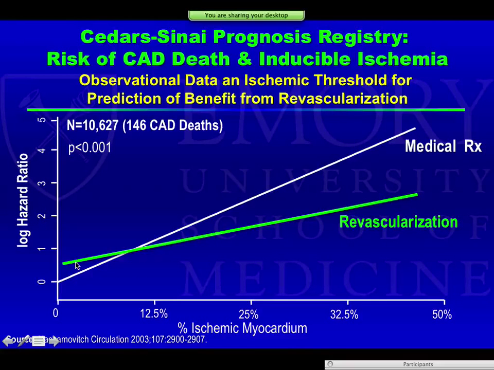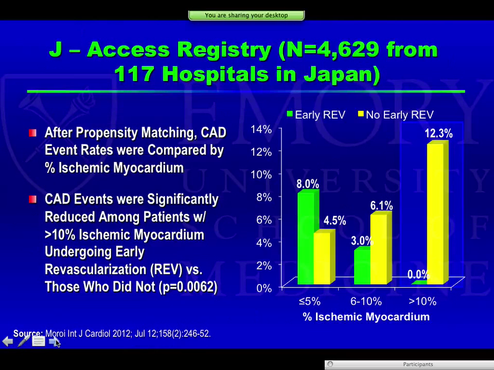You may have actually layered on a hazard for revascularization for all of those patients with minimal ischemia on top of a benefit and got a null effect. It's extremely important to think about how these results impacted both COURAGE and BARI 2D.